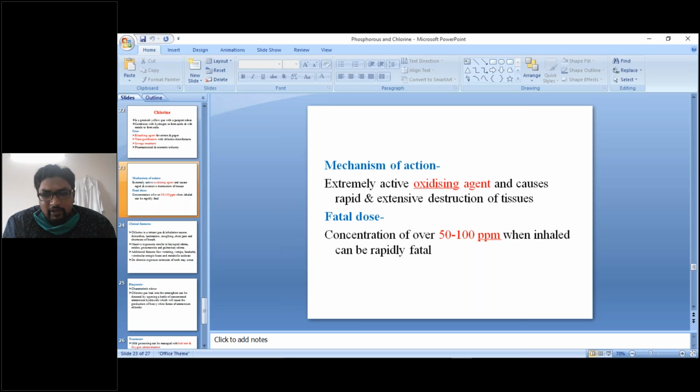What is the mechanism of action? Chlorine is an oxidizing agent. It is an extremely active oxidizing agent and causes rapid and extensive destruction of tissues. The fatal dose is 50 to 100 parts per million, ppm, when inhaled, which can cause rapid fatality.